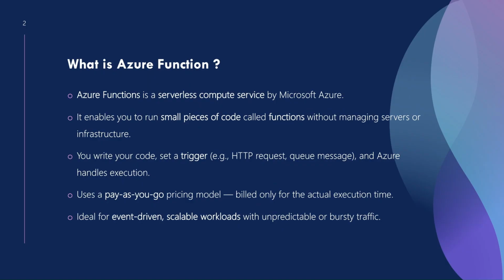So, what exactly is an Azure Function? An Azure Function is a serverless compute service provided by Microsoft Azure. It allows you to run small pieces of code called functions without having to manage infrastructure. You simply write your code, define a trigger like an HTTP request or a message in a queue, and Azure takes care of the rest. It follows a pay-per-use model, meaning you are only billed for the time your code runs. This makes it highly cost-effective for workloads with unpredictable or fast traffic.